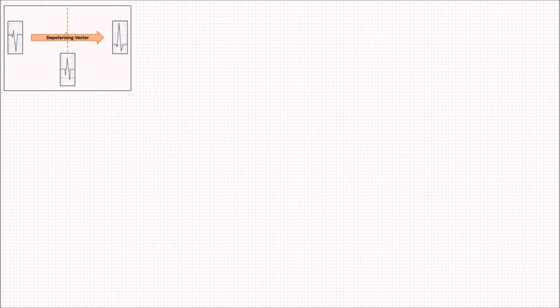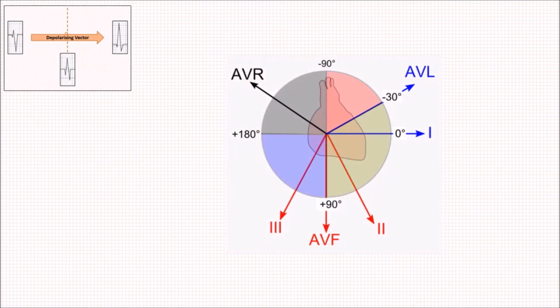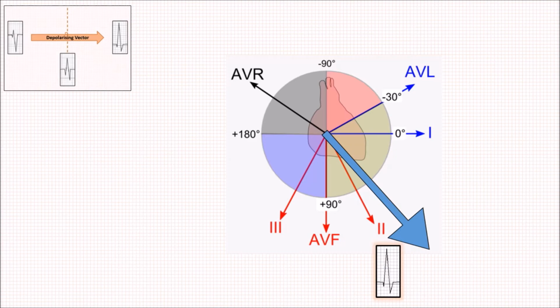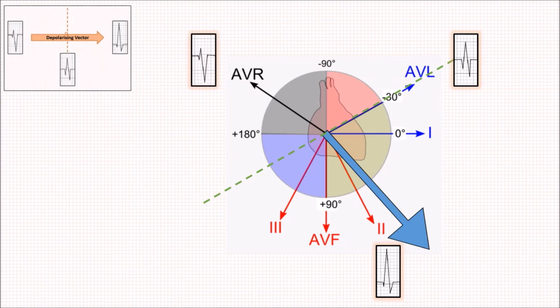How can we apply this concept practically? First, consider this normal axis of the heart, which is leftward and downward. So the lead which is leftward and downward, that is lead 2, will show positive deflection in a normal ECG. And the lead which is perpendicular to this vector, which is AVL, will show an equiphasic wave. And the lead opposite to its direction, which is AVR, will show a predominantly negative wave.